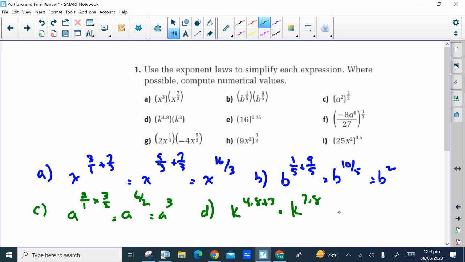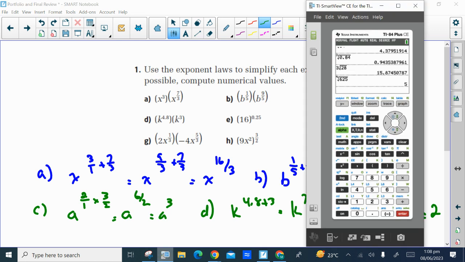Now, the instructions do say, where possible, compute numerical values. 16 to the power 0.25. That's the same thing as 16 to the power 1/4. And when you have a rational exponent, you can write it as a radical. The denominator, which is 4, tells you what root it is. That's the 4th root of 16. The top number of the fraction is 1, tells you what power it's raised to. So that's the 4th root of 16, which is 2 to the power 1, which is still 2.